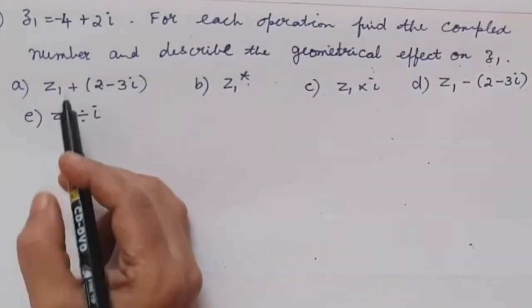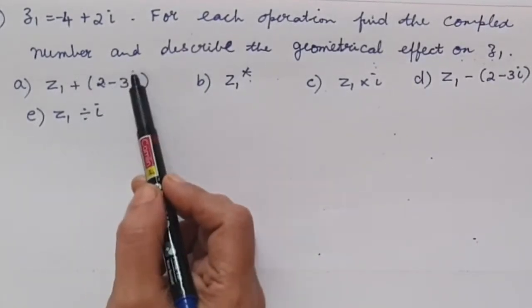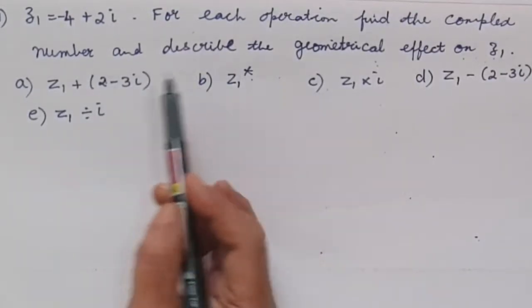The first question: z1 equals minus 4 plus 2i. For each operation, find the complex number and describe the geometrical effect on z1.